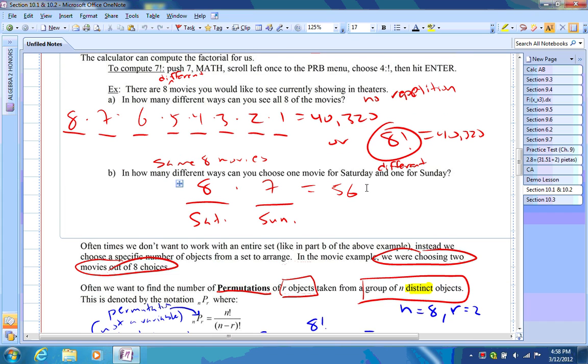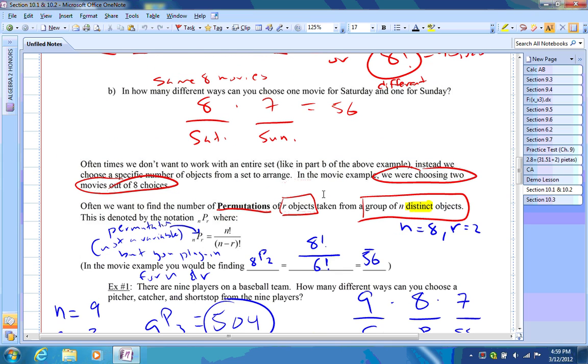You could use factorial for a problem like this one here, 8 movies. How many ways can you see those 8 movies? We talked about that. You do 8 factorial. We also talked about if you want to see one movie on Saturday and another movie on Sunday, there's 56 ways, because if you use the multiplication counting principle, you have 8 for Saturday, 7 for Sunday, so you get 56 total.